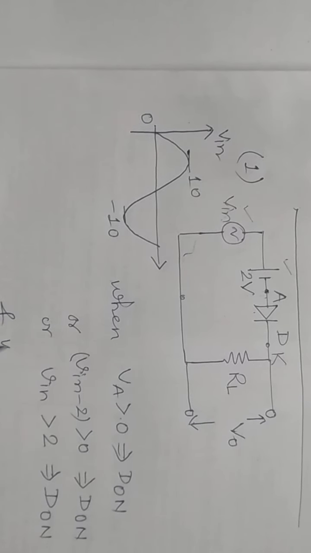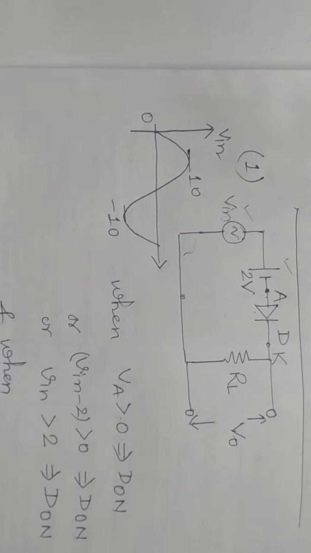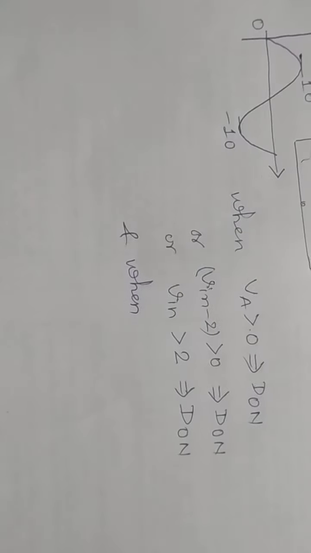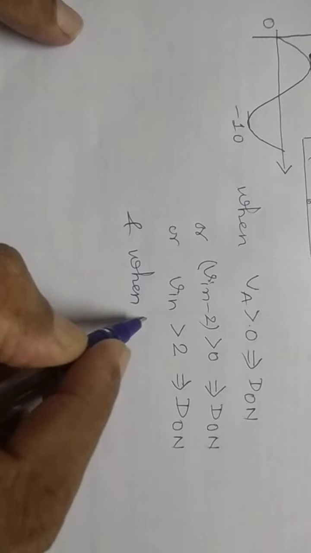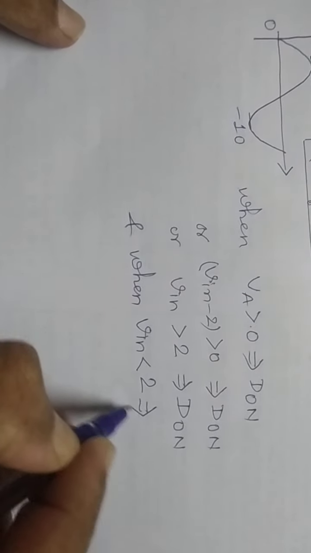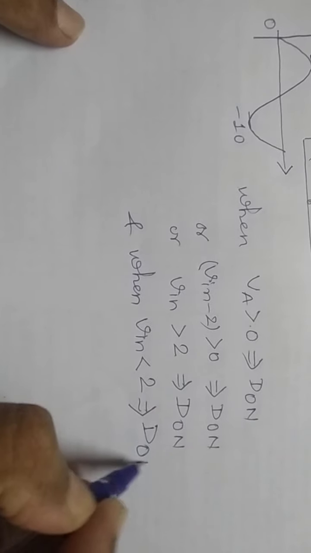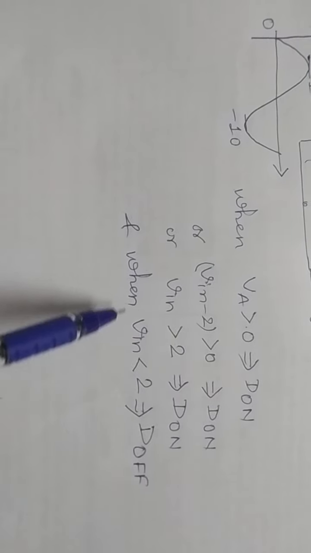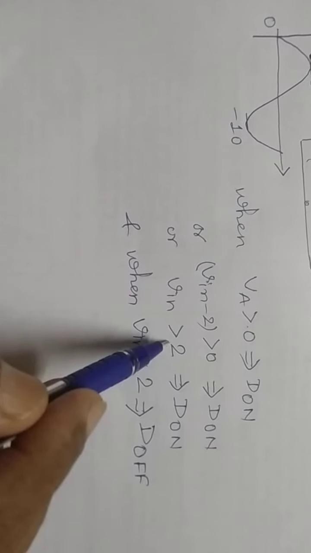And when V input is less than 2, diode will be off. It means we have to compare our input voltage with the reference voltage 2 volt.